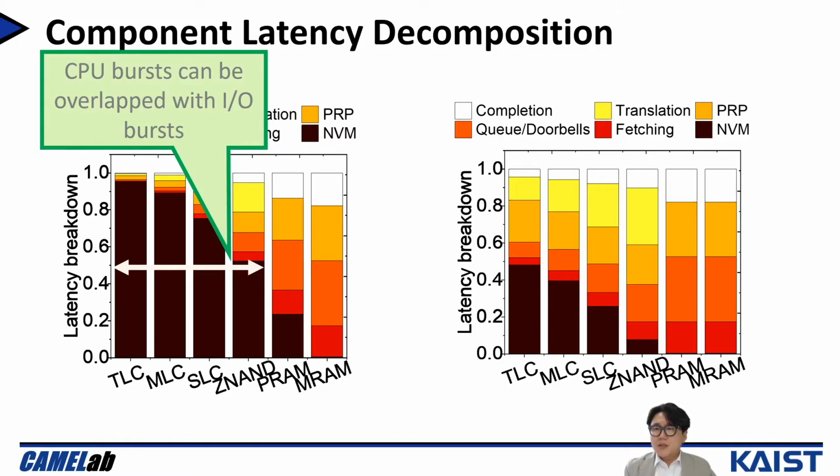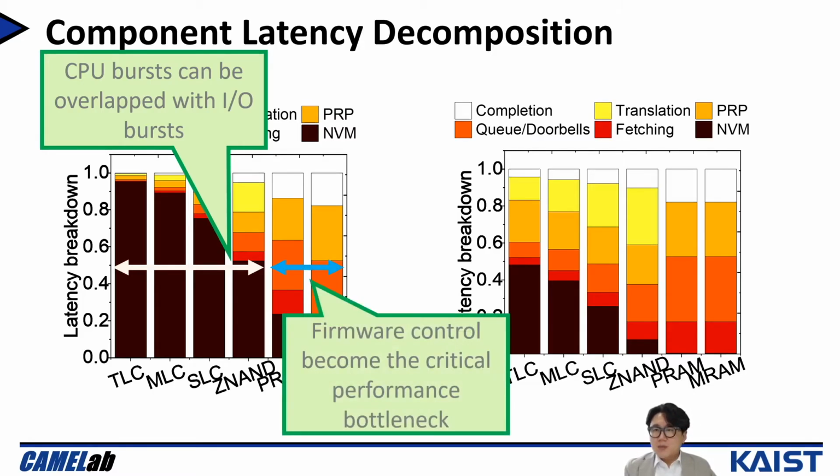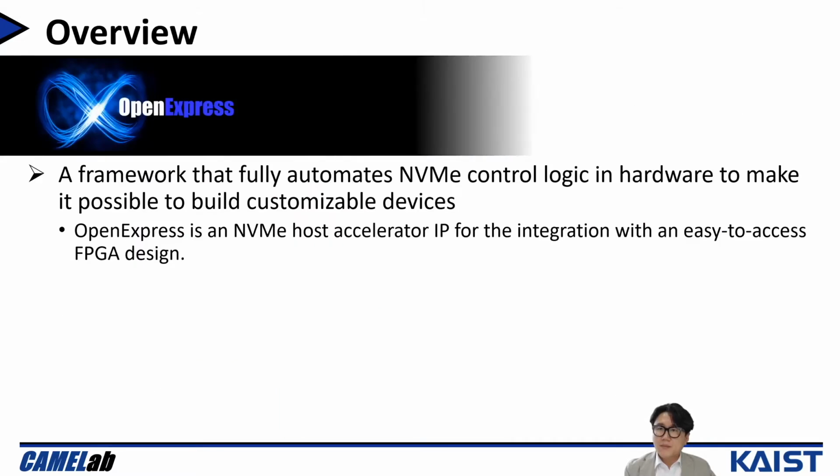As shown in the figure, the CPU burst can be overlapped with the I/O burst for flash memory cases. What this means is that a many-core or multi-core SSD is sufficient to hide firmware execution behind NAND I/O activity. However, since emerging SCM latency gets close to DRAM performance, the firmware control can become the critical performance bottleneck.